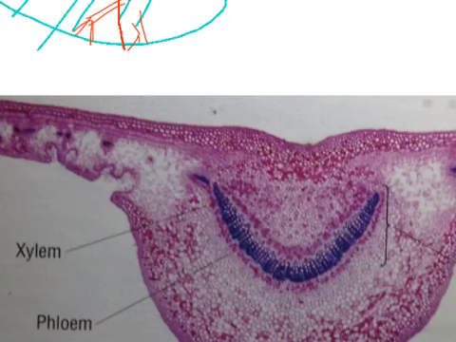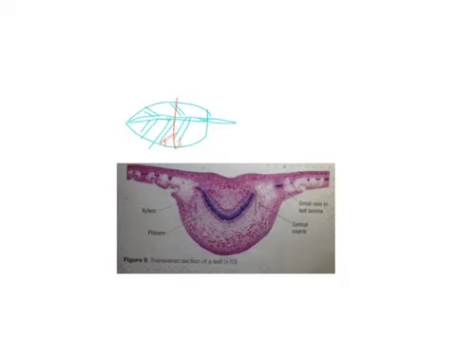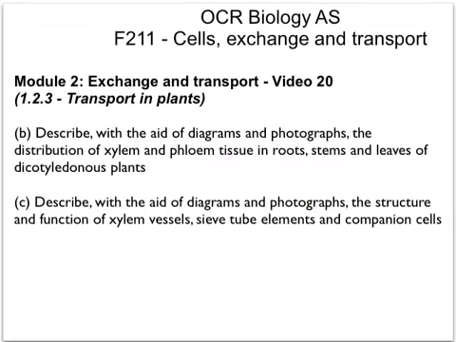So you should now be quite comfortable using diagrams, drawings or photographs of the stem, the leaf and the roots, and identifying the xylem and the phloem, and in some cases the cambium, and understanding that the meristems are found in the cambium, and they can differentiate into xylem and phloem. You should also know that the xylem carries water and dissolved minerals, and the phloem tends to carry sugars such as sucrose.